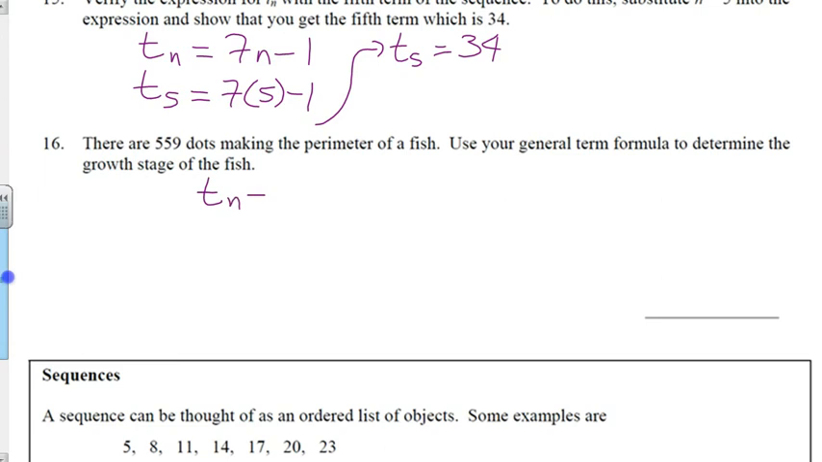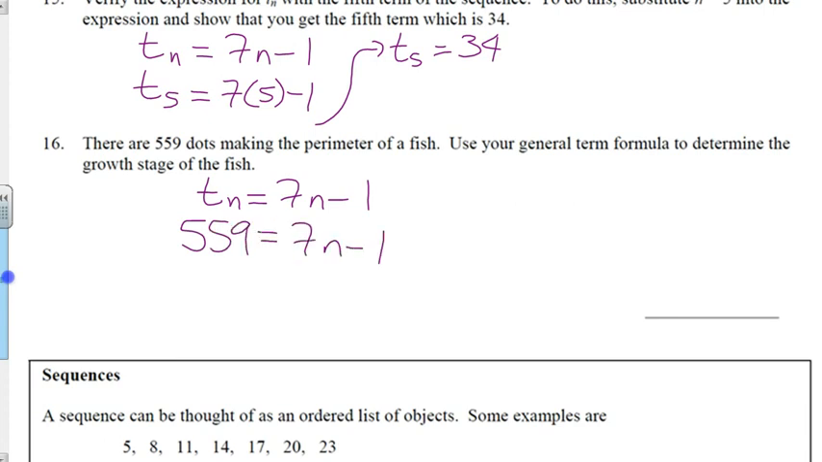So we've got t sub n is 7n minus 1. Always start with your formula, right? I have a formula, and I'm going to substitute in. In this case, we don't know n, but we know what the nth term is. We've got to figure out what n is, though, right? We know that some term in the sequence is 559.